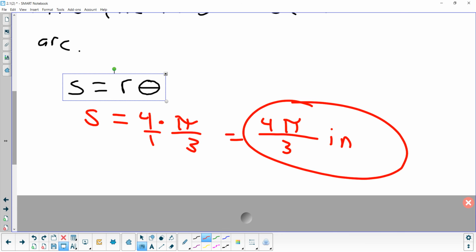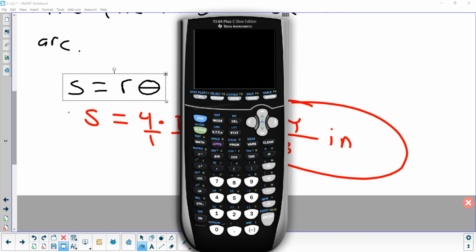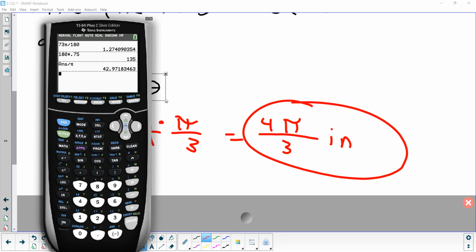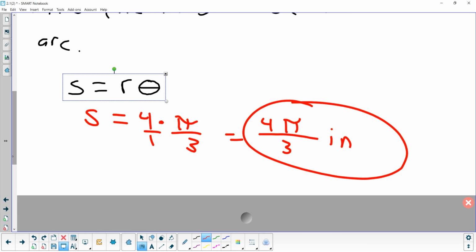All right. And if they did want a decimal, all you'd have to do on your calculator is type in 4 pi divided by 3, and you get 4.19 inches. They're not asking for a decimal here, though. When you see directions that say leave your answer as a multiple of pi, that's what I have circled. If you see directions that say round your answer to 2 decimal places, that's what's on the calculator, 4.19 inches. Any questions on that one?